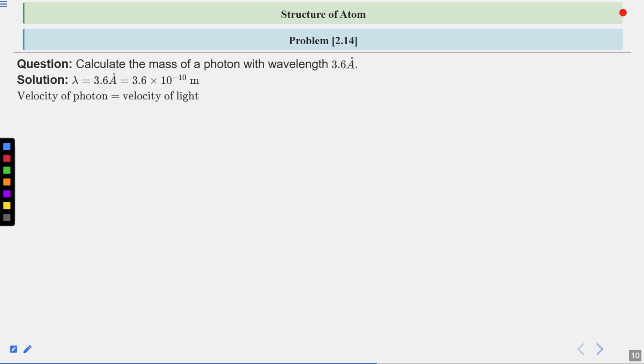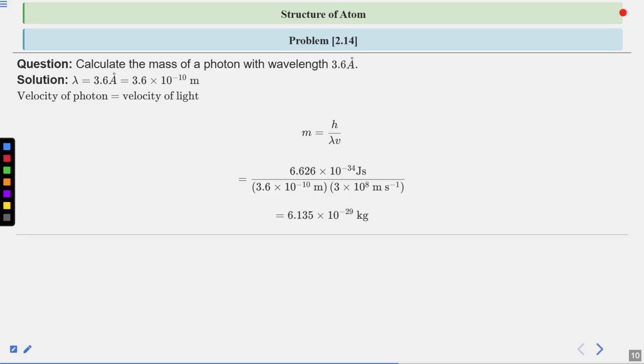Now, as I have told you, velocity of photon will be equal to the velocity of light. So we were interested in the mass. So mass will be equal to h by lambda v. Just put all the values again. H value will be the same. Lambda is given. V we know. So we will get your answer as 6.135 into 10 to the power minus 29 kg.